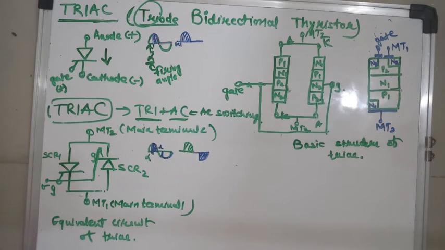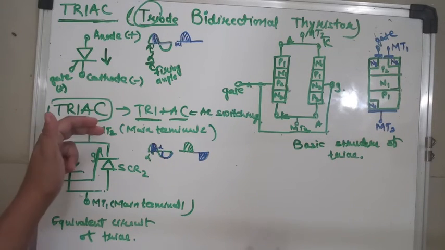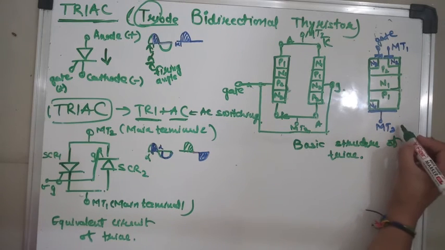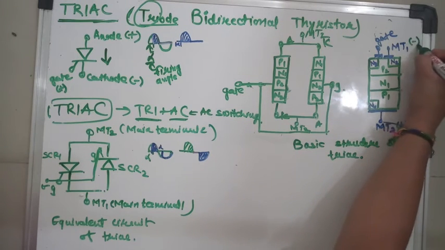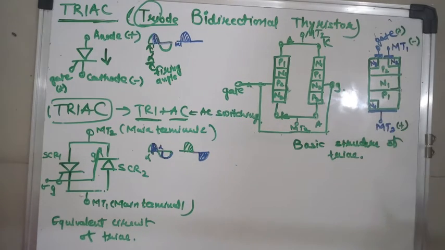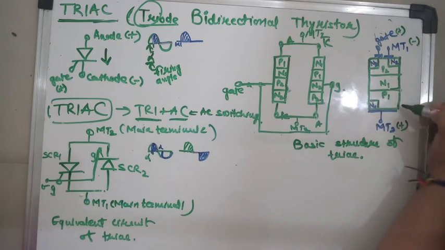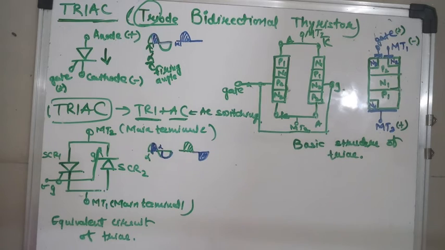Now what are the characteristics of the triac? As we know, the SCR's characteristics lie in the first quadrant. Here there are two SCRs, and at one time one SCR comes into conduction mode. If MT2 is positive with respect to MT1 and a positive gate pulse is given, then current starts to flow from MT2 to MT1, in this direction.